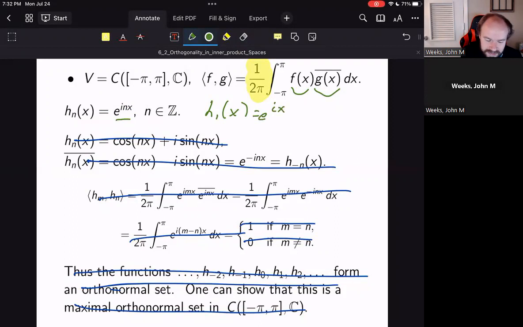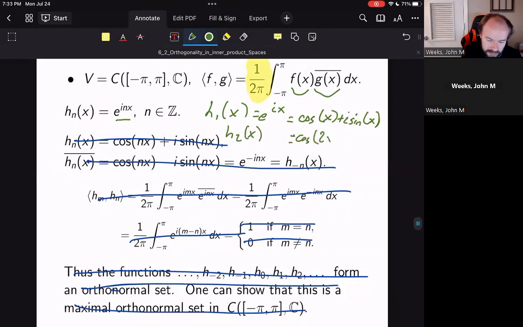Remember that we can rewrite this. We could write this as cosine of x plus i sine of x. And then if we had i times 2x, then for h2 of x, for example, we would have that this is equal to cosine of 2x plus i sine of 2x.